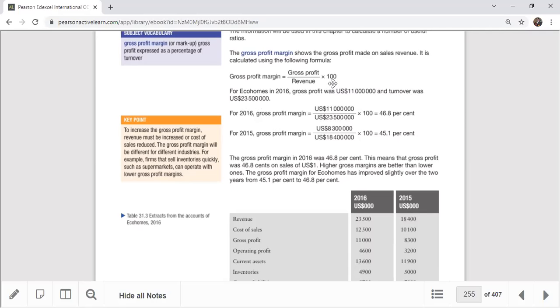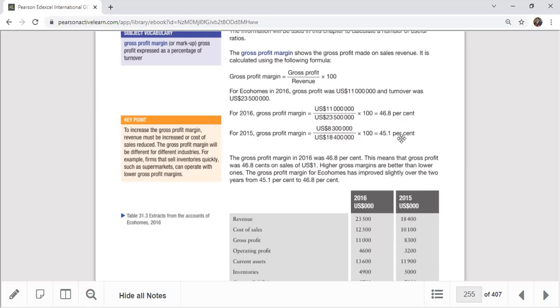You are allowed to use calculators in the examination, so you can easily get the value. Sometimes they ask for the answer to 1 decimal place, and sometimes to 2 decimal places. And the percentage sign must be there. For this case, 11 million divided by 23.5 million times 100 is 46.8%. In 2015, their gross profit margin is 8.3 million divided by 18.4 million times 100, so that is 45.1%.